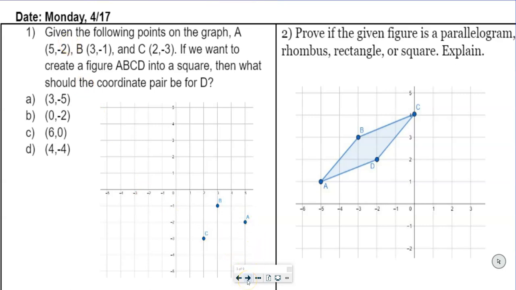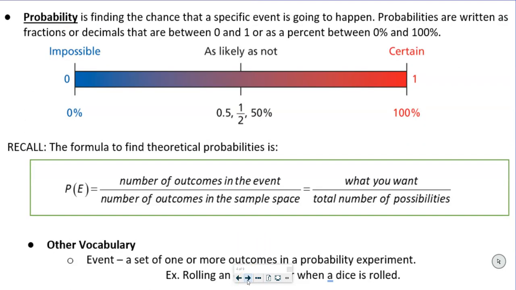This is our warm-up for the day, so I'm not going to go over that right now, but that's what it was. So probability is finding the chance that a specific event is going to happen.